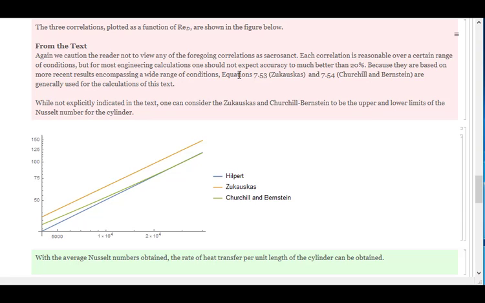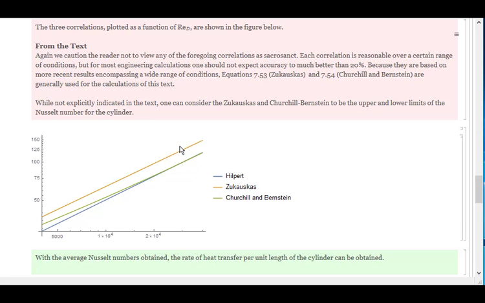The authors state that they again caution the reader not to view any of these correlations as sacrosanct. Each correlation is reasonable over a certain range of conditions, and for most engineering calculations, one should not expect an accuracy much better than 20%. So this is plus or minus 20%. And then they go on to say, because they are based on more recent results encompassing a wide range of conditions, the Zukauskas and the Churchill and Bernstein are the ones that they generally use for the calculations in the text.